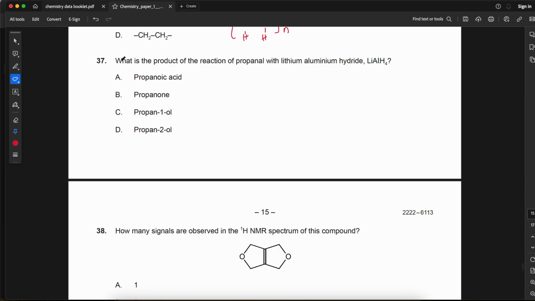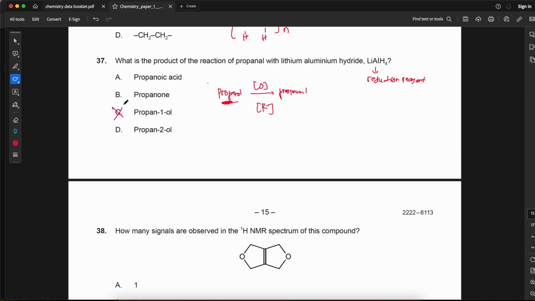What is the product of the reaction of propanal with lithium aluminium hydride, LiAlH4? This is a reduction reagent. Okay, so aldehyde, with the four options. From propanol, when we do oxidation, it will form propanal. So if you do a reduction, it will form propanol.